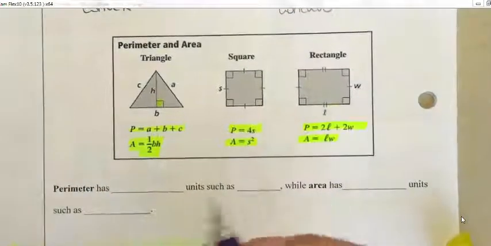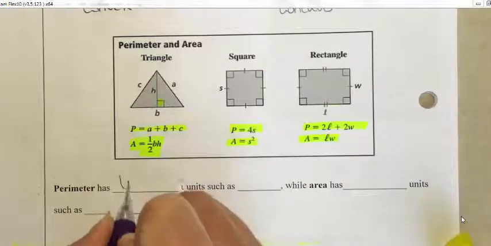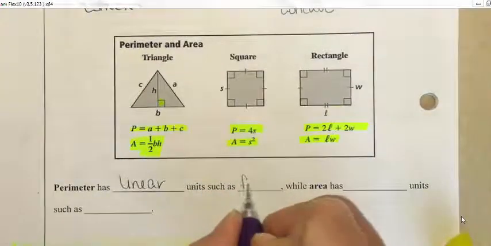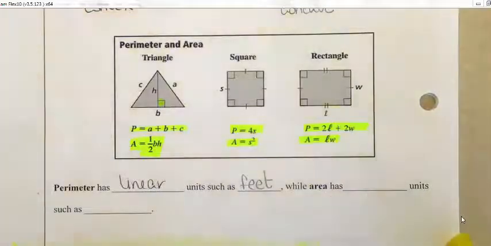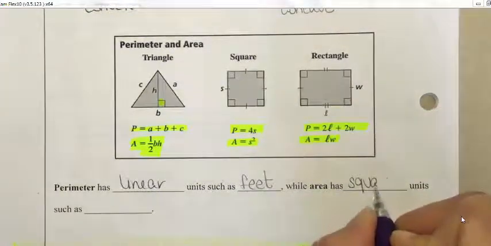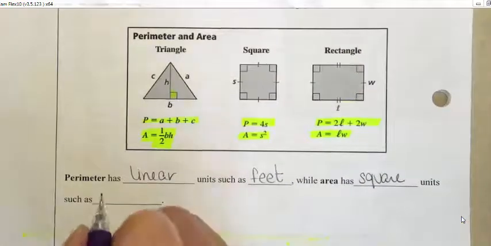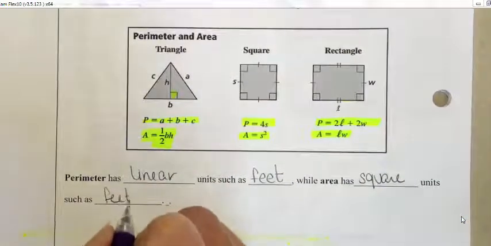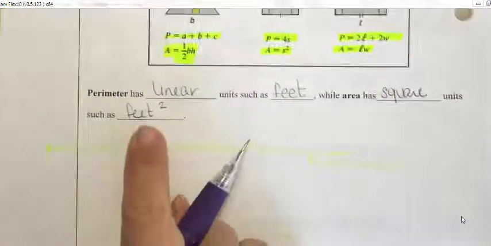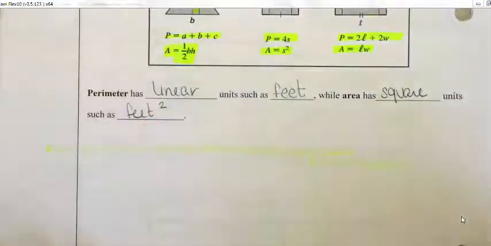So perimeter has, and we've already talked about this, linear units, such as, let's just use feet, while area has square units, such as square feet or feet squared. When you read this, it's really square feet. And I did that example on the other page.